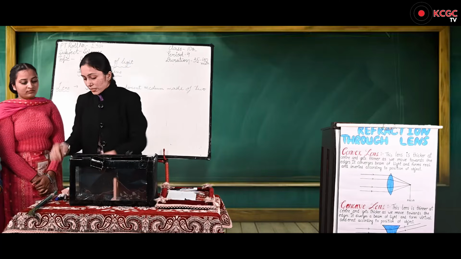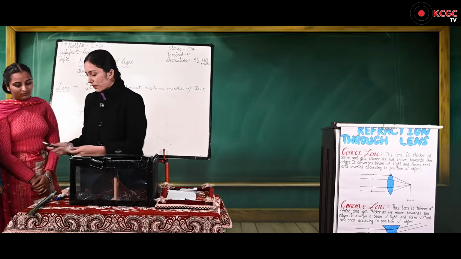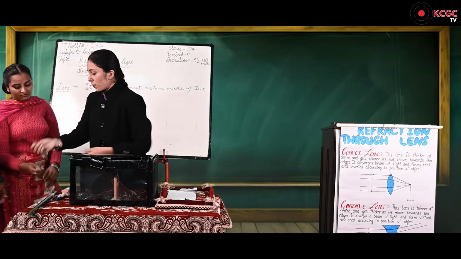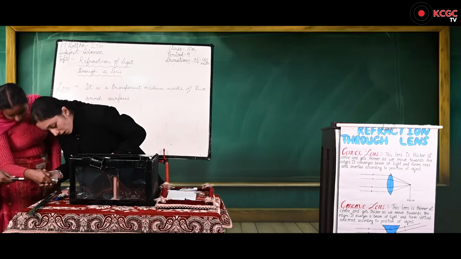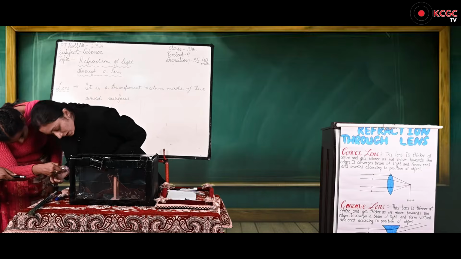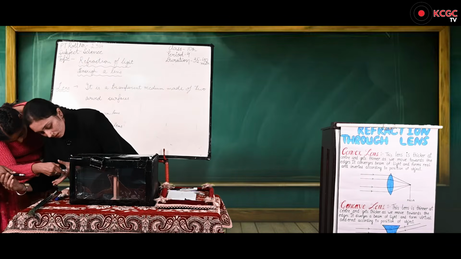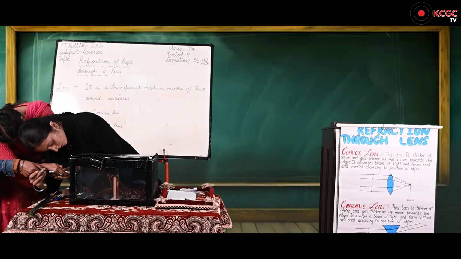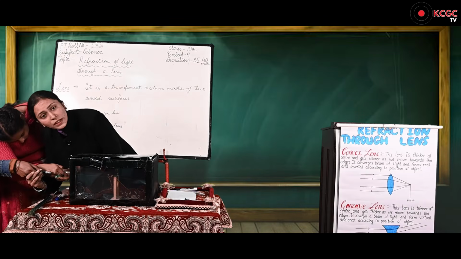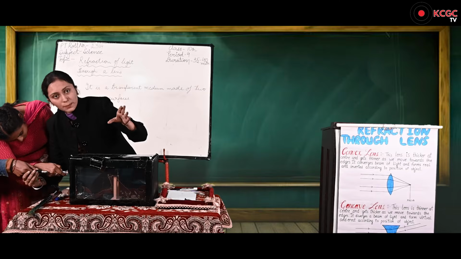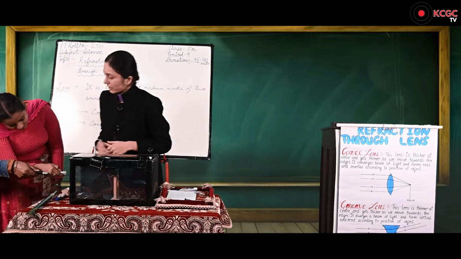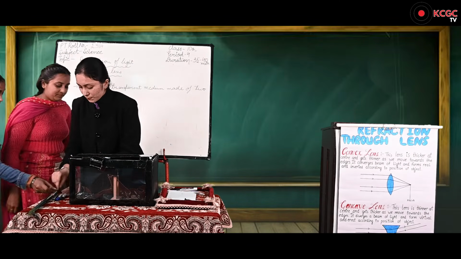Now again point these laser lights on the concave lens. Point this laser light towards the center of the concave lens. What are you observing? Students, what are you observing? Rays are spreading, meaning they are diverging behind the concave lens. Okay, thank you. Take your seat.